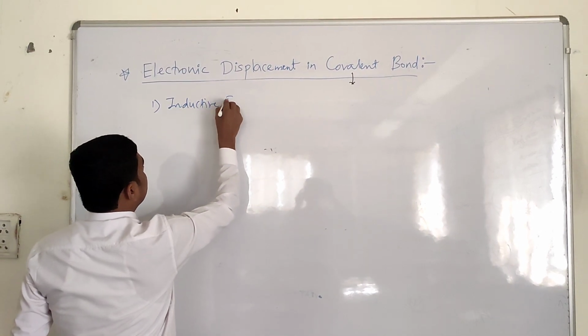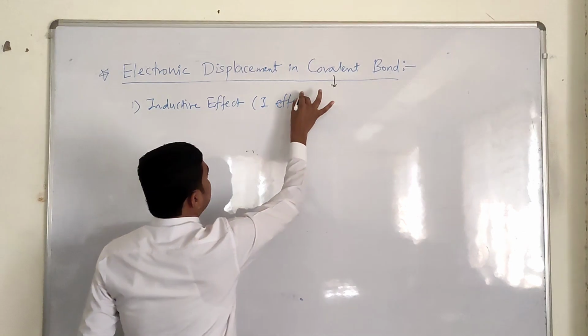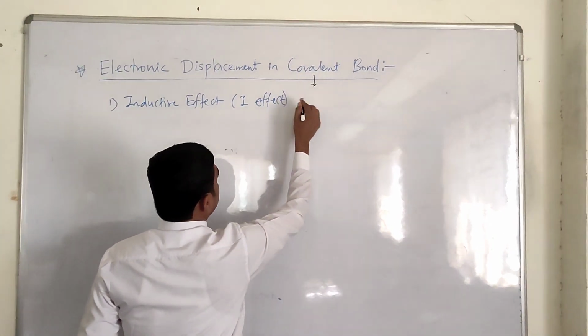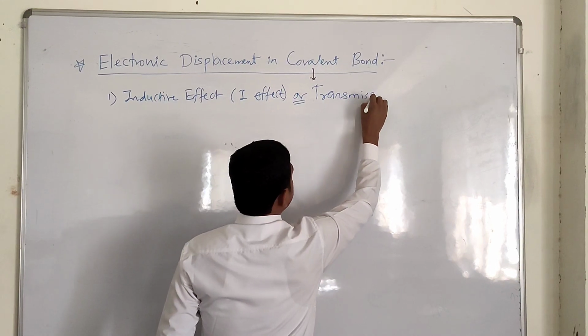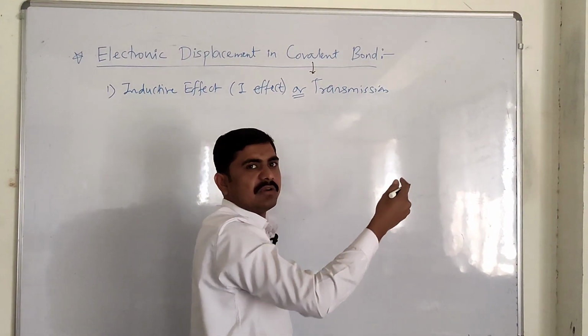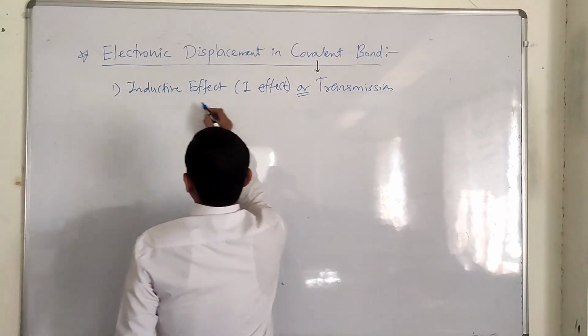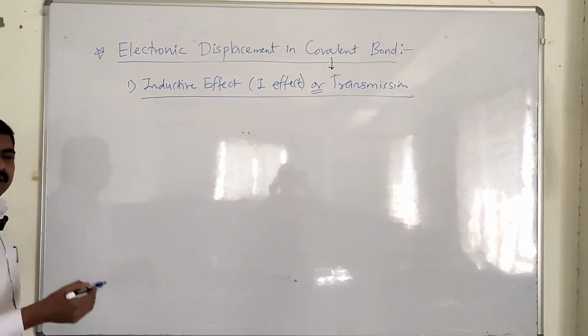So the inductive effect is called the I effect, or it is also known as a transmission effect, because there is a transmission of electrons through the sigma bond. Inductive effect or transmission effect, it is called the I effect. So what is the inductive effect?